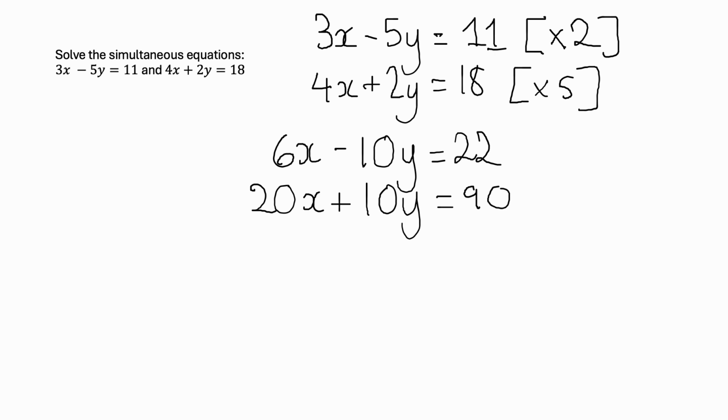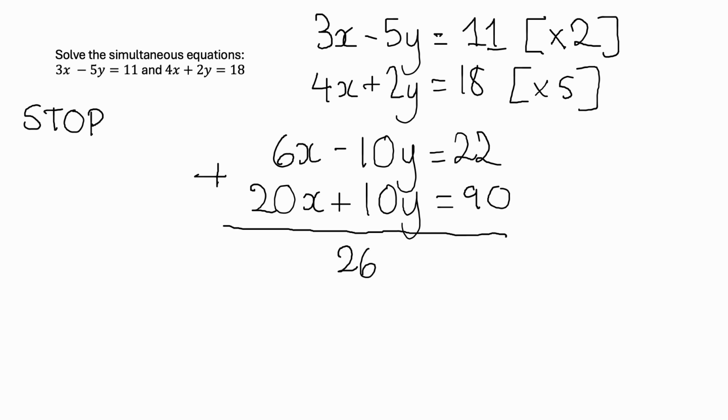Lovely. So now that we've got the numbers next to the y the same, we need to decide whether we add or subtract. Using that rule, same signs take away, opposite signs plus. Because we can see that they are opposite signs, that means we have to add. So 6x add 20x is 26x, and 22 add 90 is 112.